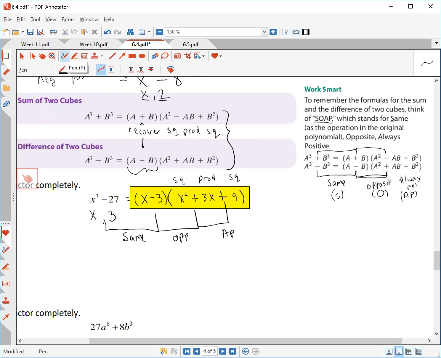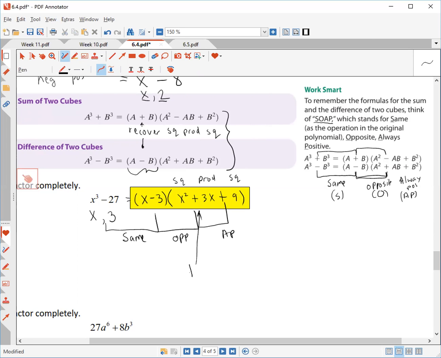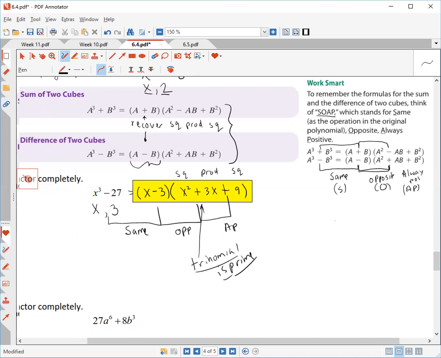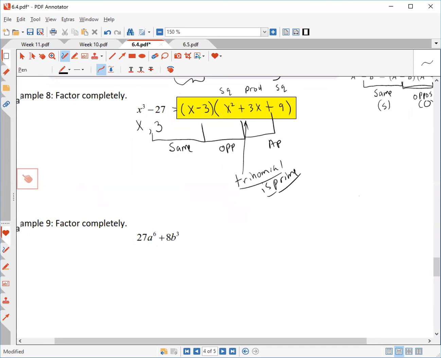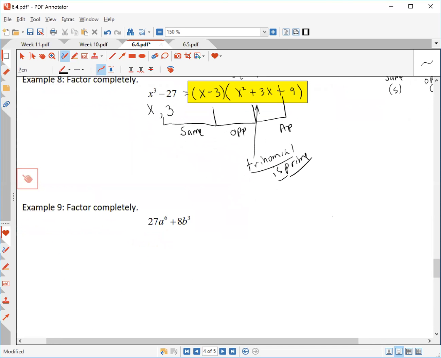So it's not the best looking answer, but it's got to be a binomial times a trinomial when we factor sum and difference of cubes. And the good news for us is that this remaining trinomial will never factor. We say the trinomial is prime. Never factors. We don't have to even consider factoring it.